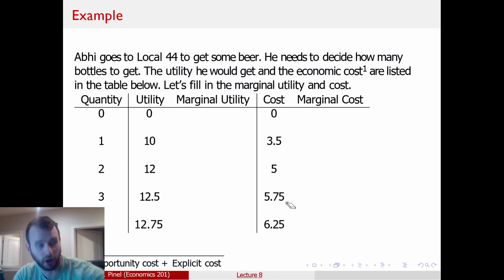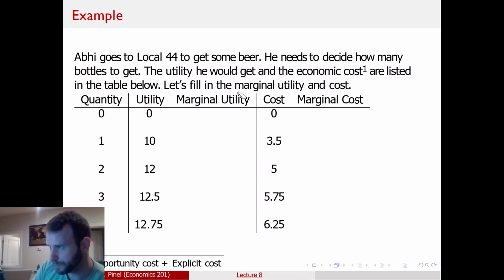Maybe the opportunity cost of his time to go get the beer, or the opportunity cost of calories, or the opportunity cost from a potential hangover, what that'll do to his time tomorrow. That's all baked into the cost that you see here, this cost here.